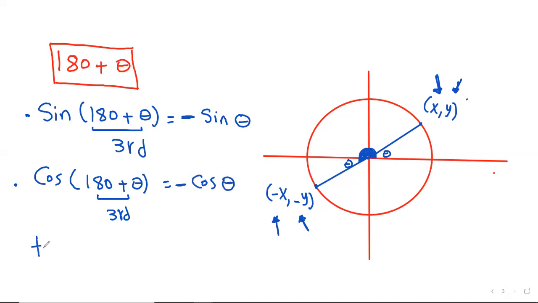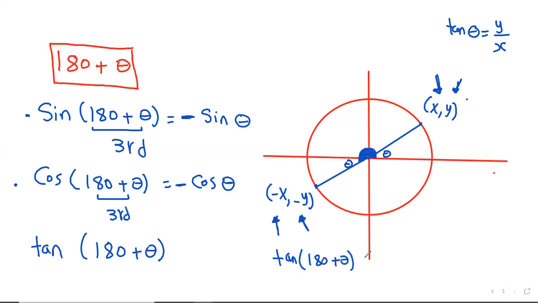Okay. What about the tan? Tan 180 plus theta. Tan is sine over cosine. So tan theta is y over x. And tan 180 plus theta is negative y divided by negative x. Negative divided by negative is positive, so it's going to be y over x. So tan 180 plus theta is the same as tan theta. It's positive. That's what I want to say.